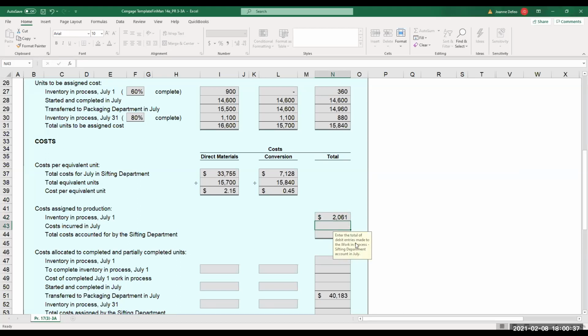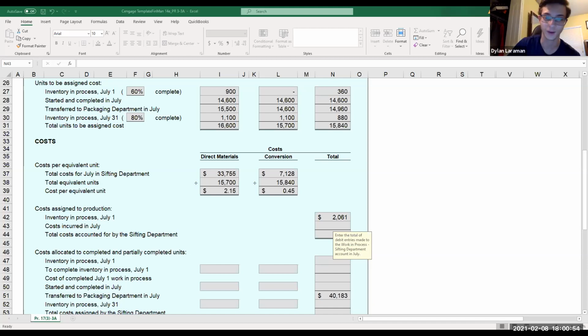Enter the total debit entries made to the work in process sifting department in July. And that was the two numbers. What were the numbers again, Dylan? 18 what? I forgot. Were they 1835? I don't remember. I don't have it up. No, don't you worry. Don't you worry.